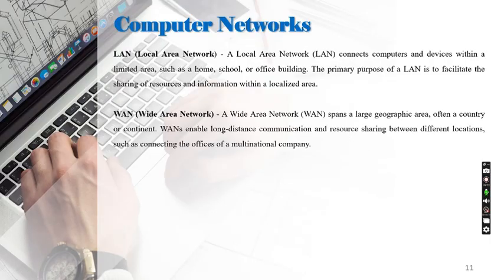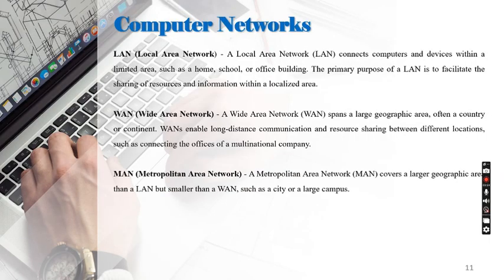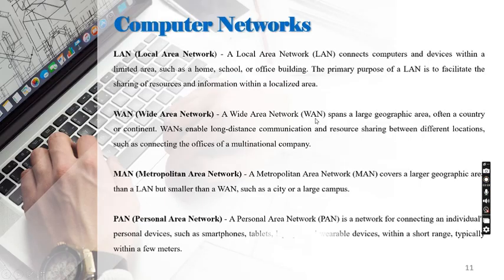WAN, wide area network. A wide area network spans a large geographic area, often a country or continent. MAN, metropolitan area network. A metropolitan area network covers a larger geographic area than a LAN but smaller than a WAN, such as a city or a large campus. PAN, personal area network. A personal area network is a network for connecting individual personal devices such as smartphones, tablets, laptops, and wearable devices within a short range, typically within a few meters.